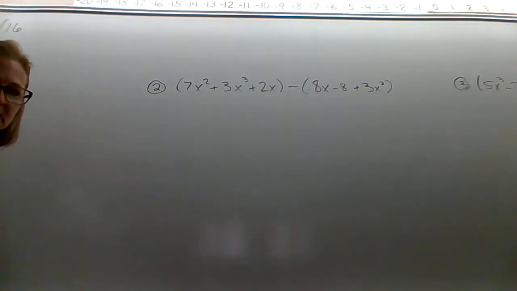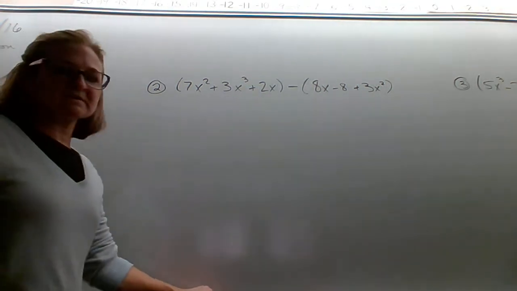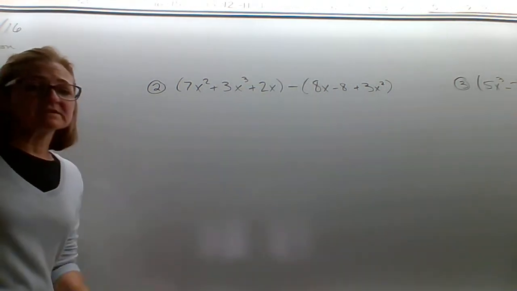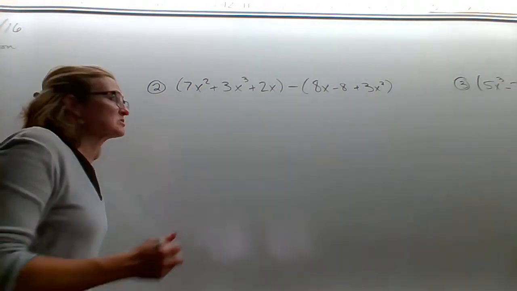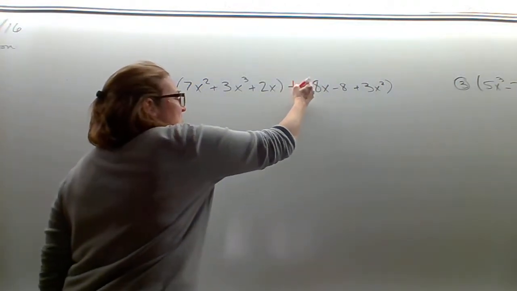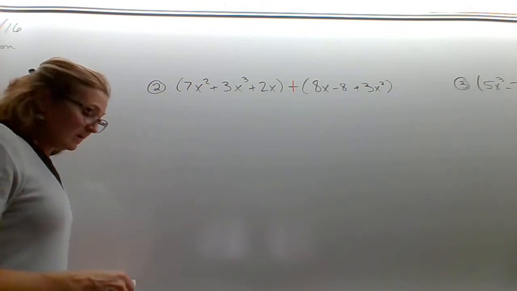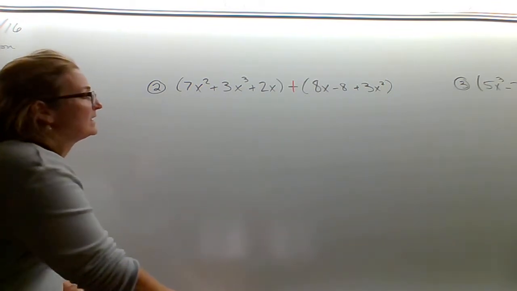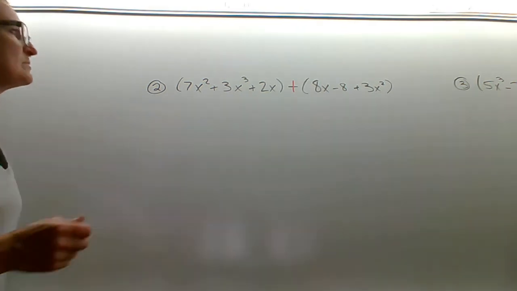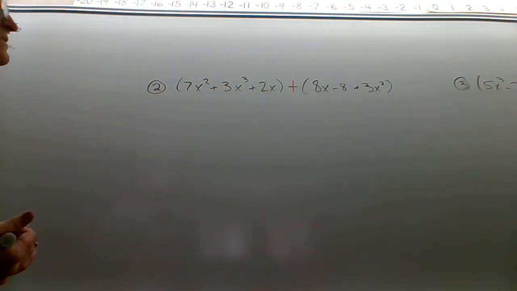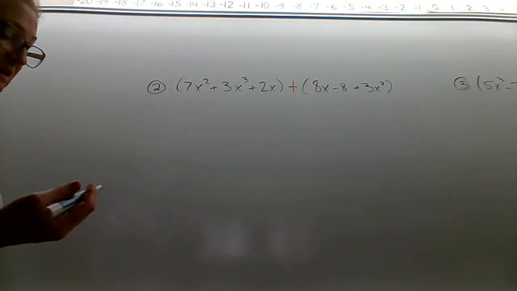This is the second example in your notes, and you'll notice it says minus in between the parentheses. Well, that was my error. It should say plus. So turn that into a plus on your worksheet or on your notes outline. And then we'll continue, and we're going to add these two polynomials by finding those like terms, starting with the highest power.